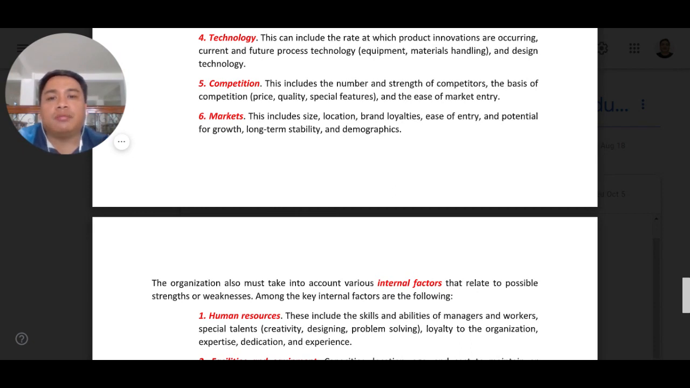Brand loyalties, may mga different individuals kasi na they prefer certain brands. For example, sa food. What do you prefer? Do you prefer McDonald's or Jollibee in terms of their fries? Okay. Sa location naman, kino-consider natin na the availability of that place, kung saan ka magpapatayo ng business mo, meron ba siyang parking area? Malapit ba sa sentro? Okay? So that's one factor.